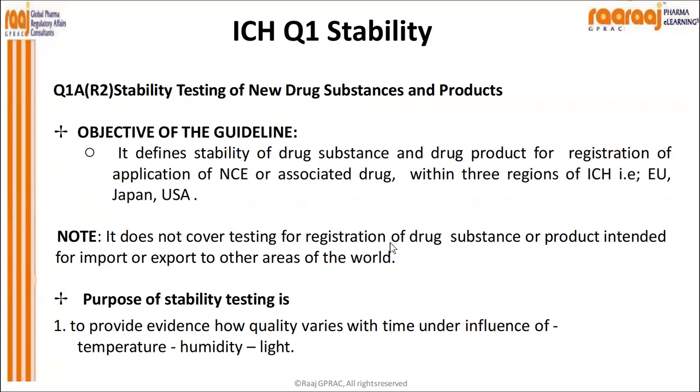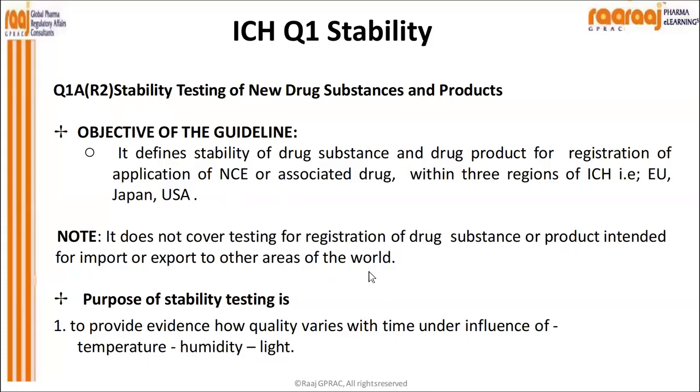This is very important. So here I captured all the information to give an overview of each guideline, like ICH Q1A R2 stability testing for new drug substances and products. What is the objective of the guideline? What is the purpose of stability testing? Everything is given in short. So in short, the purpose of ICH Q1A R2 stability testing is what? To provide evidence of how quality varies with time under the influence of temperature, humidity, and light.